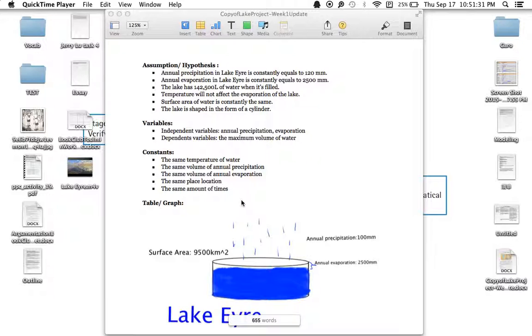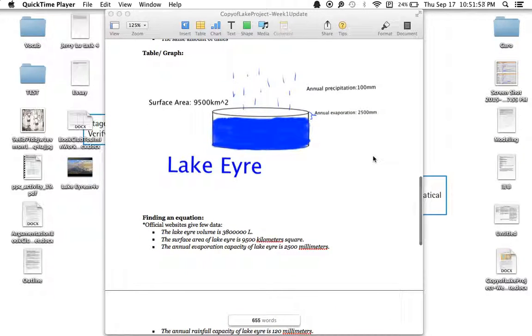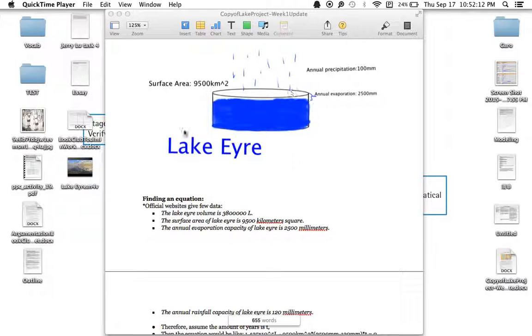The independent variables are the precipitation and the evaporation, and the dependent variable is the maximum volume of water. We also have constants: the same temperature, same volume of precipitation, same volume of evaporation, and same location and amount of time. So this is the graph, and this is the volume of the lake, and this is the precipitation. This is the evaporation. And this is how the lake looks.